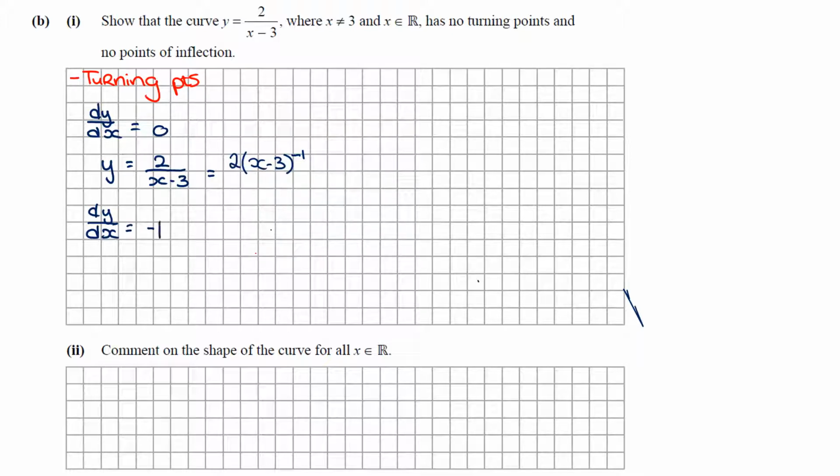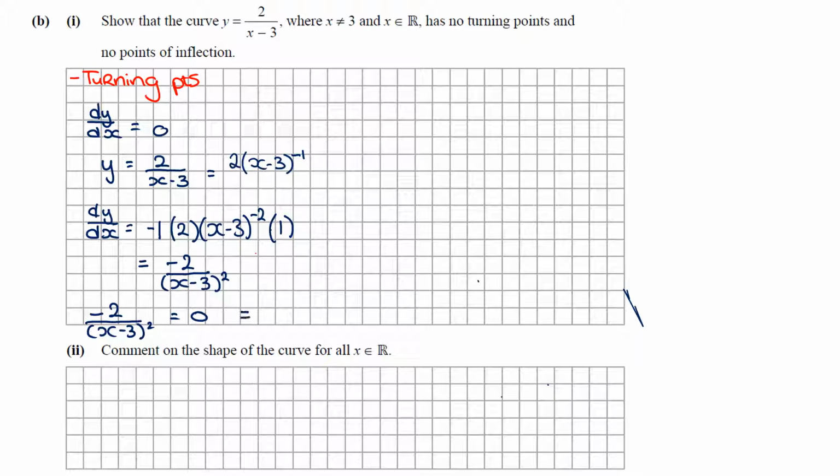So we bring down 1 from the power. Okay, then we take 1 away from the power, which gives us minus 2, and then we multiply by the derivative of what's in the bracket, which is 1. Now, cleaning that all up gives us minus 2 all over x minus 3 squared. Bring it back down under the line. So if I want to get the turning points, I'm going to let that equal 0. So I put minus 2 all over x minus 3 squared equals 0.